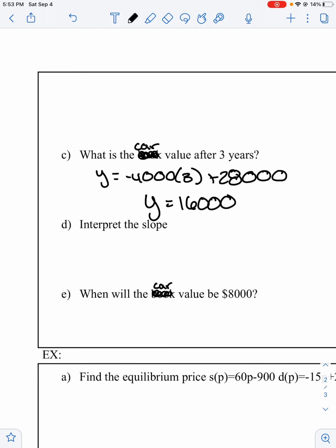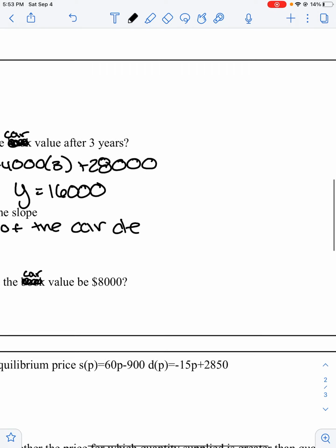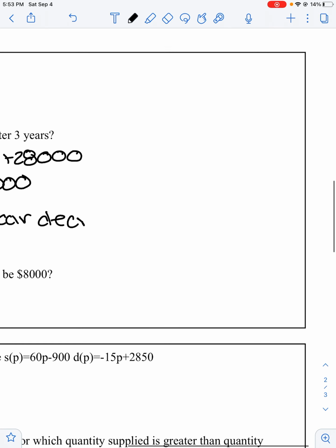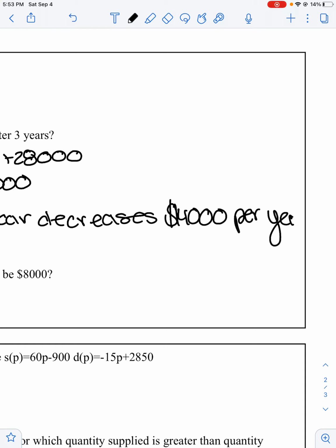Now we're interpreting the slope. So as we discussed, after a year, our car is going to depreciate in value by $4,000. So the value of the car decreases $4,000 per year.